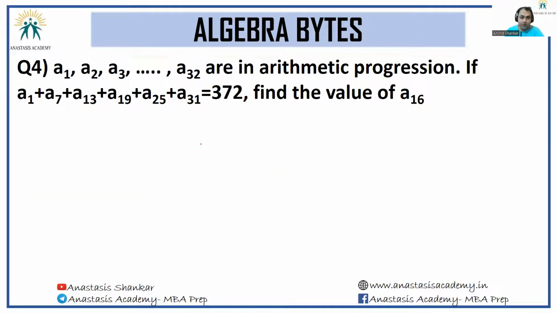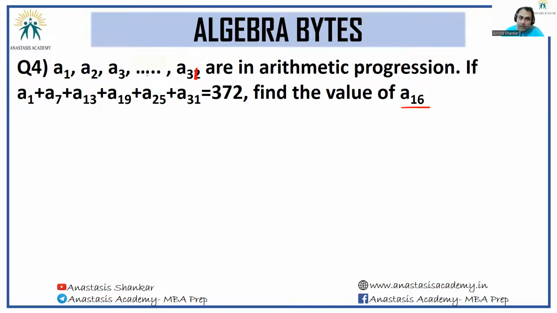Next, if A1, A2, A3 are in arithmetic progression, and A1 plus A7 plus A13 plus A19 plus A25 plus A31 is equal to 372, find the value of A16. Okay, this question cannot be solved as written because A31 should be the term here, so that A16 is the middle term. The actual question you would have received would be correct, but this is faulty here.